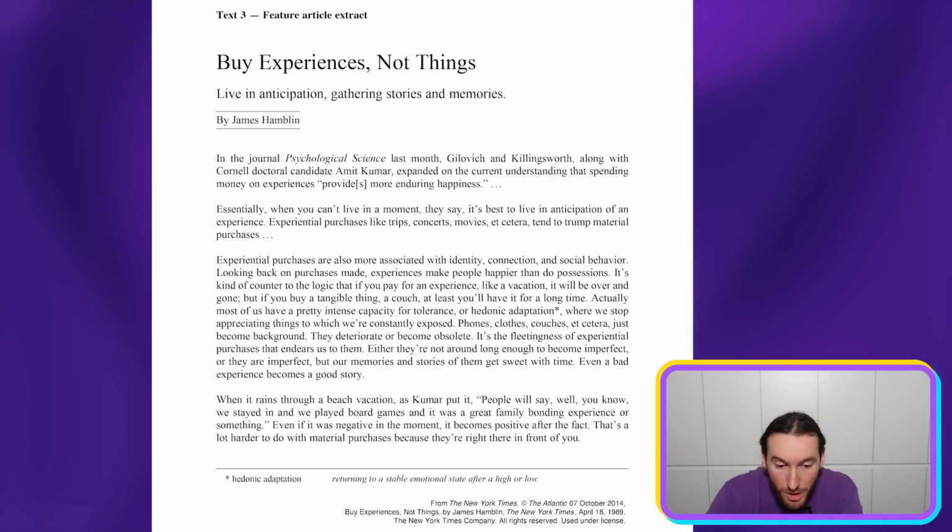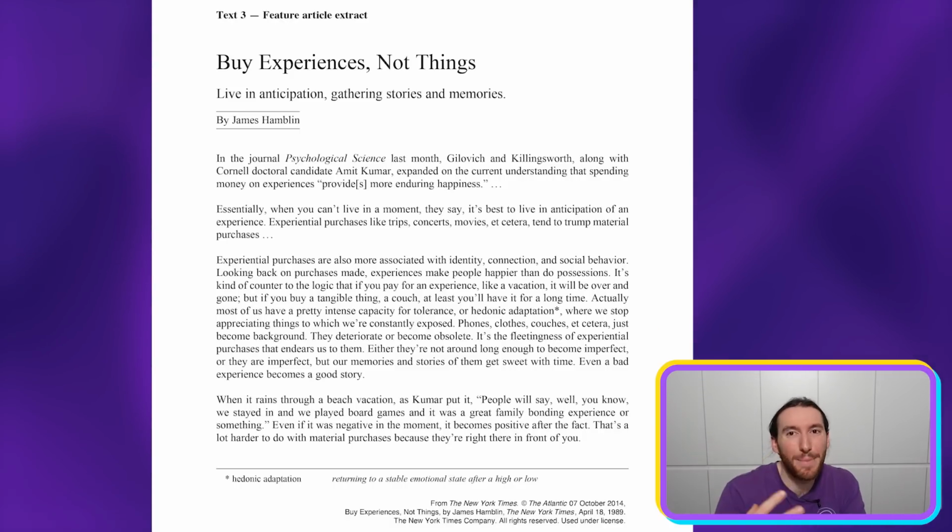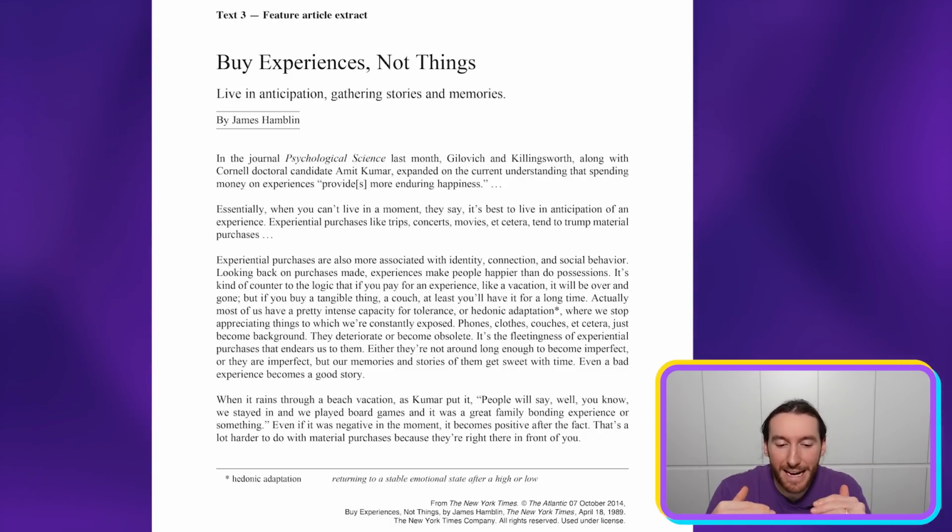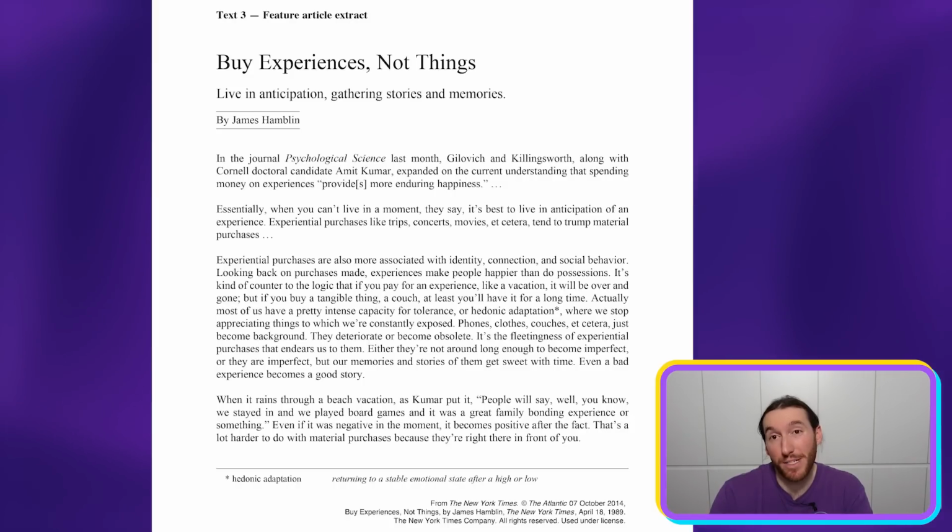In the journal Psychological Science last month, these two authors, along with this doctoral candidate, Amit Kumar, expanded on the current understanding that spending money on experiences provides more enduring happiness. Okay, so the first line leads out with in the journal Psychological Science. So it's referring to an academic journal. That means that for this point of view that's being presented, there's credibility behind it.